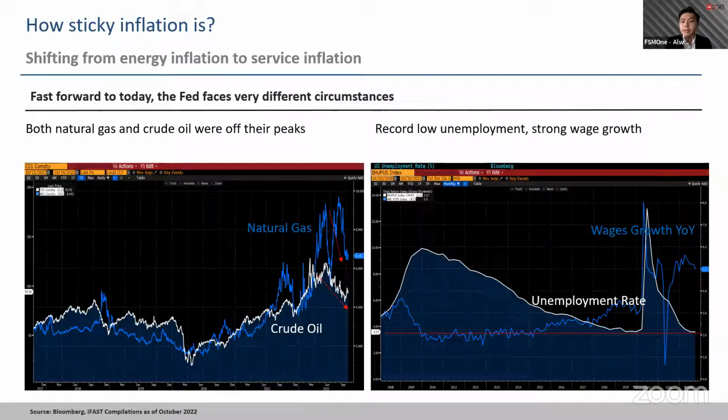Meanwhile, on the other side, service inflation, due to psychological reasons, is always easier to increase wages than to cut wages, right? How often do you see a company cut its wages?